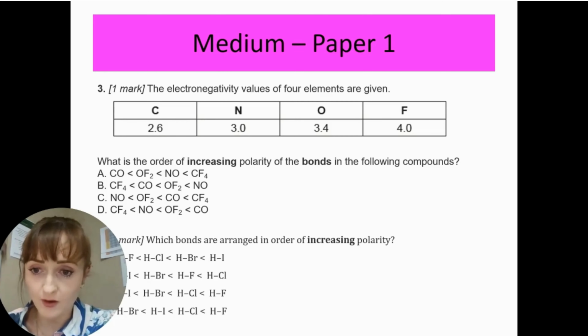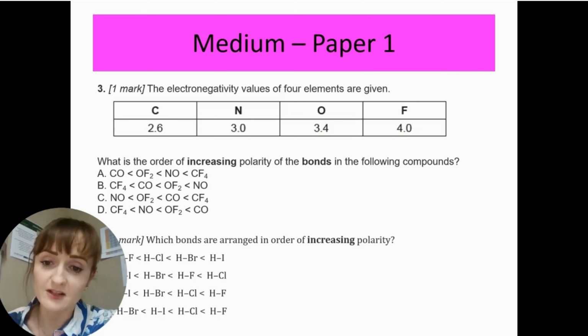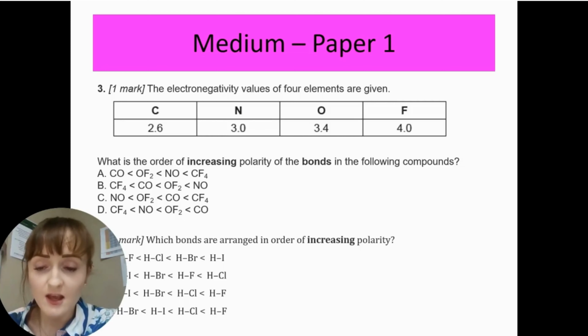Similarly for question 4, every one of the halogens is bonded to a hydrogen. That means the only variable which is causing a difference in polarity is the halogen. If you remember the trend that electronegativity increases as you go up the group, fluorine is the most electronegative. That results in the biggest dipole being created within that bond.